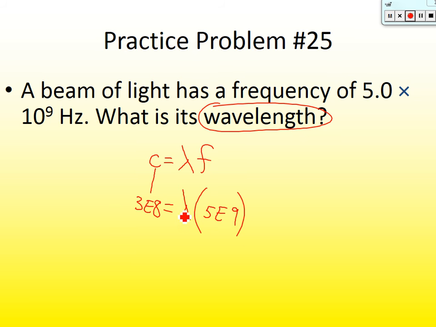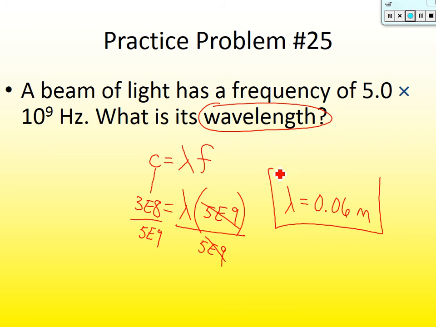We can solve it. How do I get lambda by itself? Divide by 5e to the 9th. Over here it cancels out. And so lambda, or wavelength, is equal to 3 times 10 to the 8th divided by 5 times 10 to the 9th. Did you guys get that lambda, or wavelength, was equal to 0.06? Yeah. Now, what are my units going to be? Meters for wavelength. It's meters.